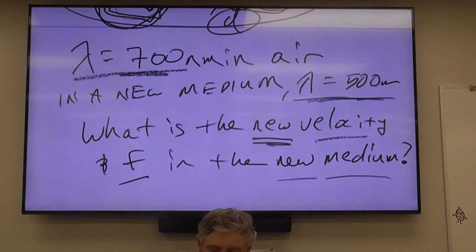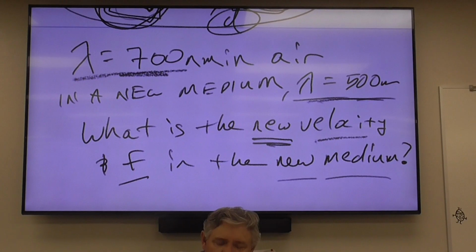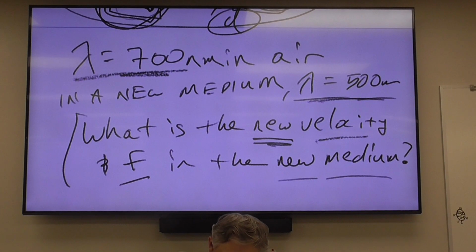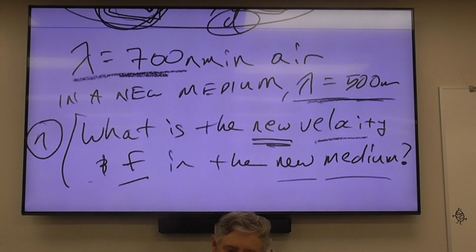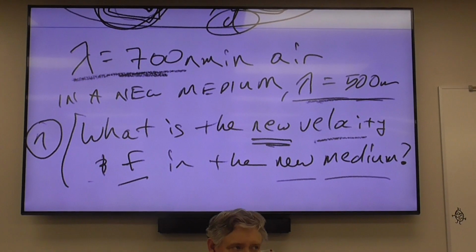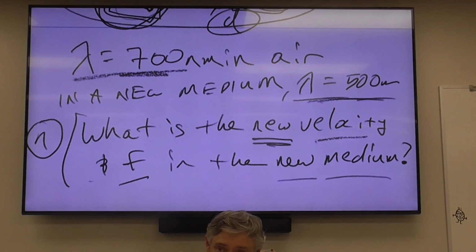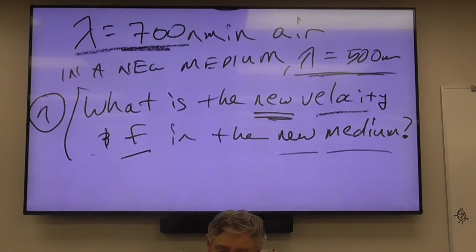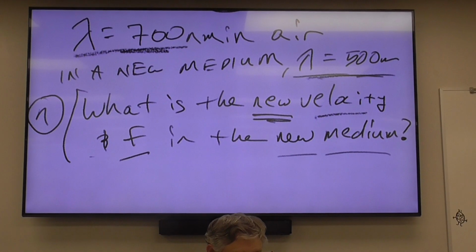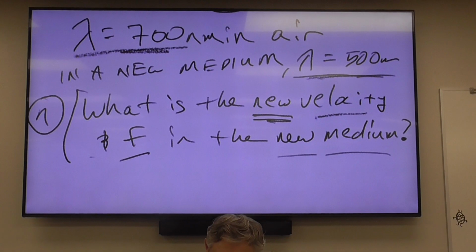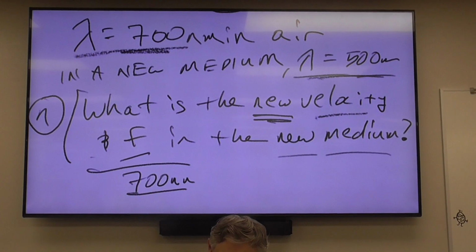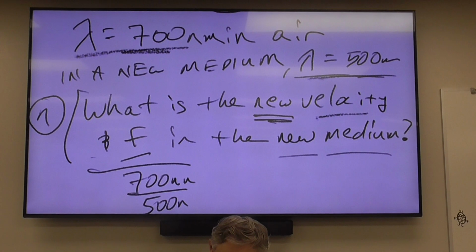Okay? I also want to find the index of refraction. I forgot to add that. So where could we start? The ratio of wavelengths. So the ratio of the two wavelengths, what would that look like? You take 700 nanometers over 500 nanometers, and that should give you your index value, right?